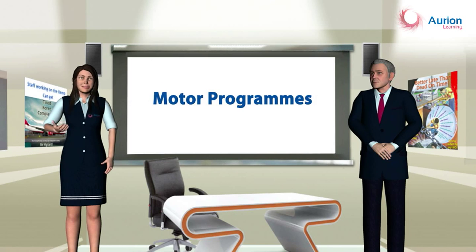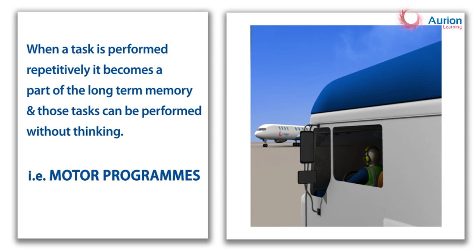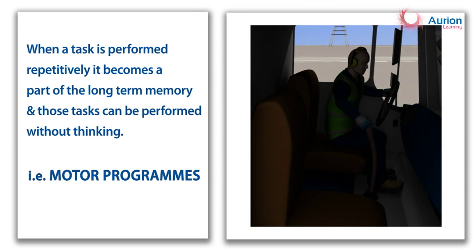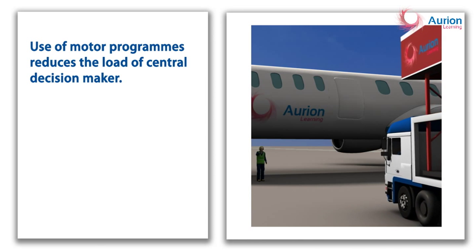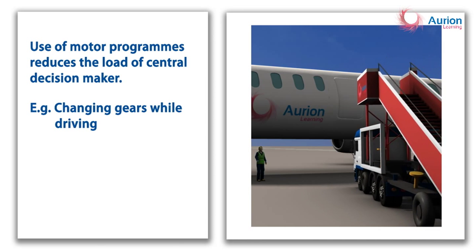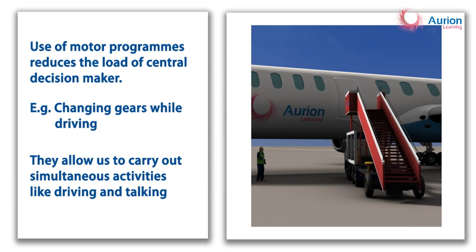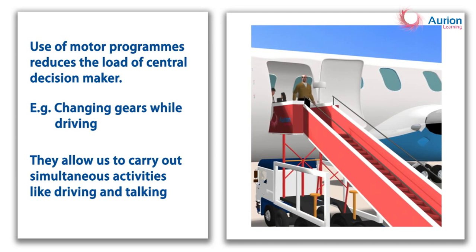But Professor, this does not mean that each time we perform an action, we have to first think about it, right? Absolutely not. Humans have what is known as motor programs. You see, when we perform any task repetitively, it becomes a part of our long-term memory, and we can perform these tasks without having to think about it. For example, when we first start driving, we have to think about each step. But once we have learnt it, we can perform it automatically without giving it any thought.